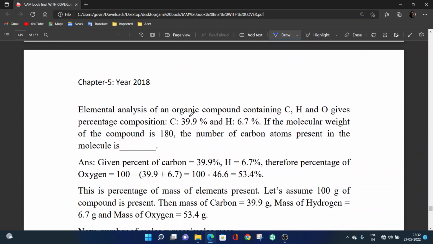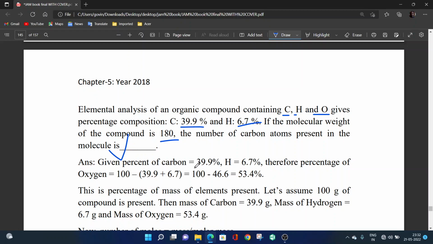Next question says the elemental analysis of an organic compound containing carbon, hydrogen and oxygen gives percentage composition of 39.9% carbon, 6.7% of hydrogen. So carbon is almost 40% and hydrogen is 6.7%, and the molecular weight is 140. It is asking the number of carbon atoms present in the molecule. So these questions are very simple. Don't solve as percentage, take them as mass, and it becomes very easy.